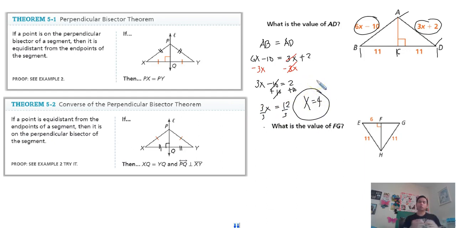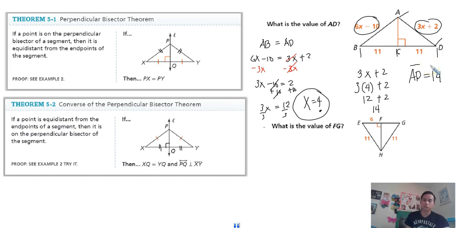Because x is equal to 4 and we are looking for the measurement of segment AD, we have AD is 3x plus 2, and I'm just going to plug in 4 for x. So 3 times 4 plus 2, which is 12 plus 2, is equal to 14. Therefore, the measurement of segment AD is equal to 14. Okay, so that is an application of the first theorem.